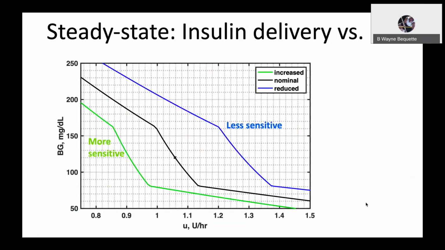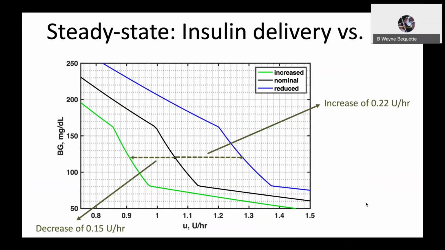So this illustrates in the black curve is some nominal value, but if the individual is more sensitive, it would shift the curve shown in green to the left. And if they're less sensitive, it'd shift the curve to the right.